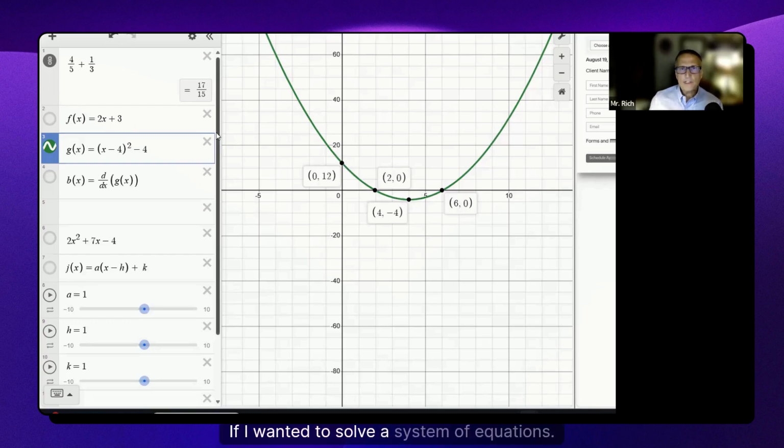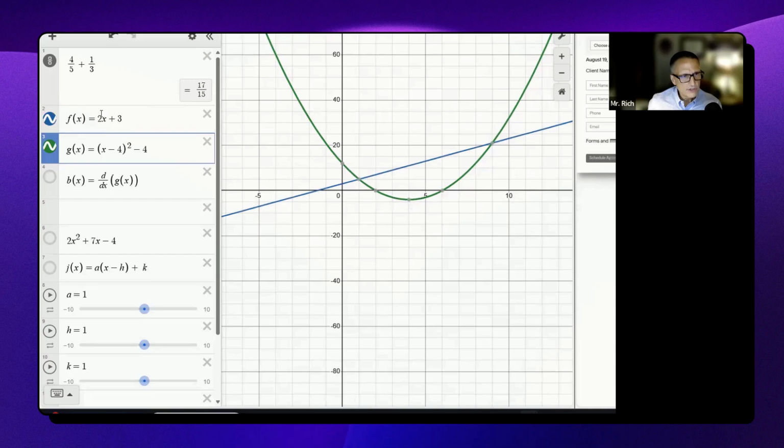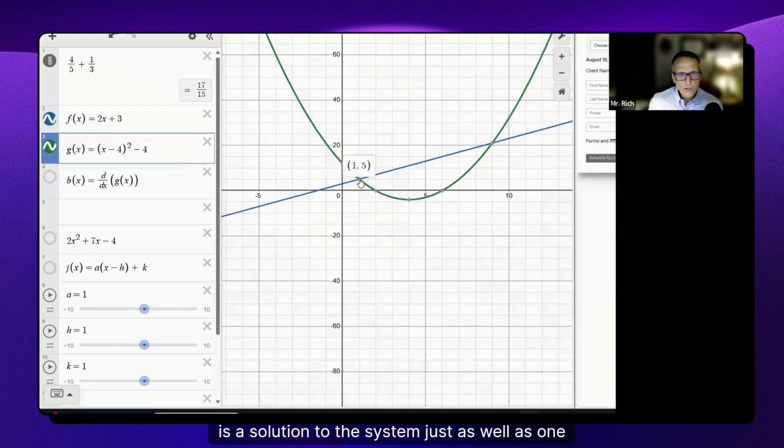If I wanted to solve a system of equations, suppose that my system of equations was this straight line and this quadratic. If I graph them both at the same time, I can find their intersection points very easily. So you can see that (9, 21) is a solution to the system, just as well as (1, 5) is also another solution to that system of a linear equation and a quadratic equation. So you can use it for that.